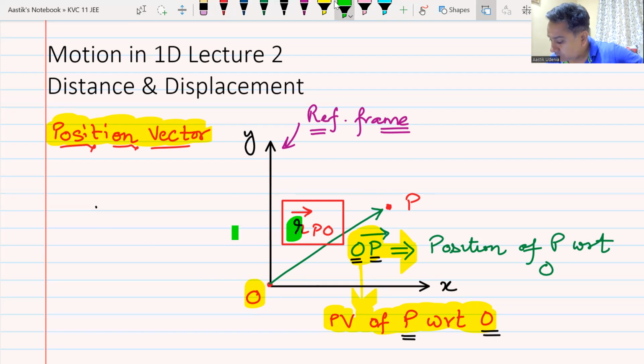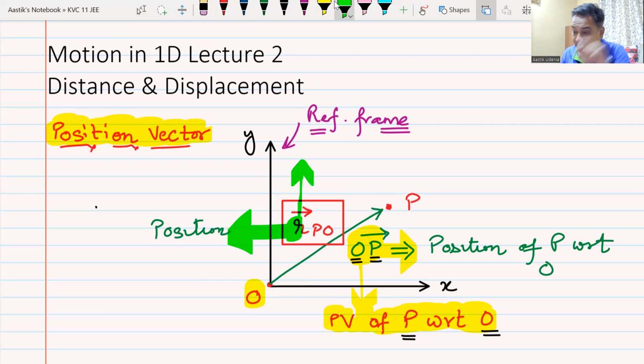This R, basically, if I talk, this R means position. Now you will understand why I've written it like this. This arrow sign, we all know this arrow sign means vector. Yes or no?